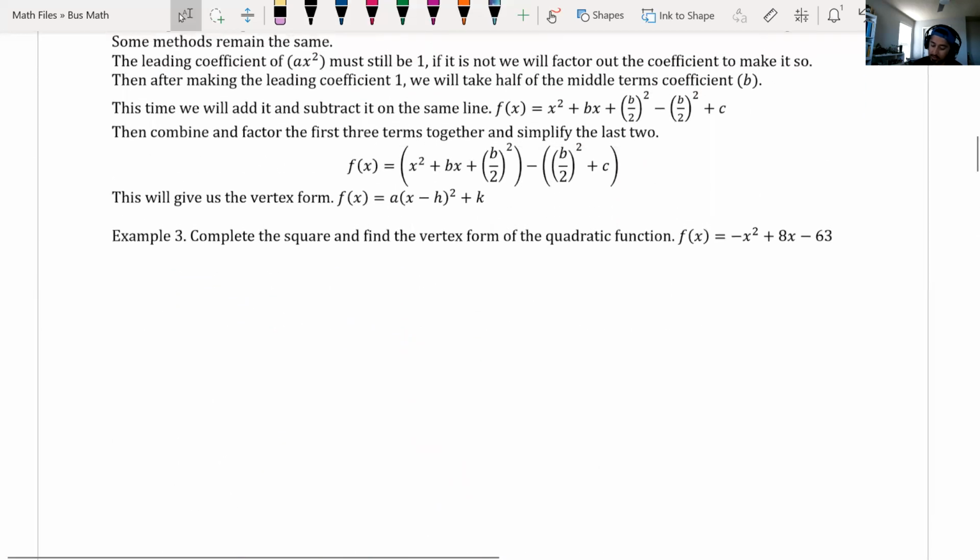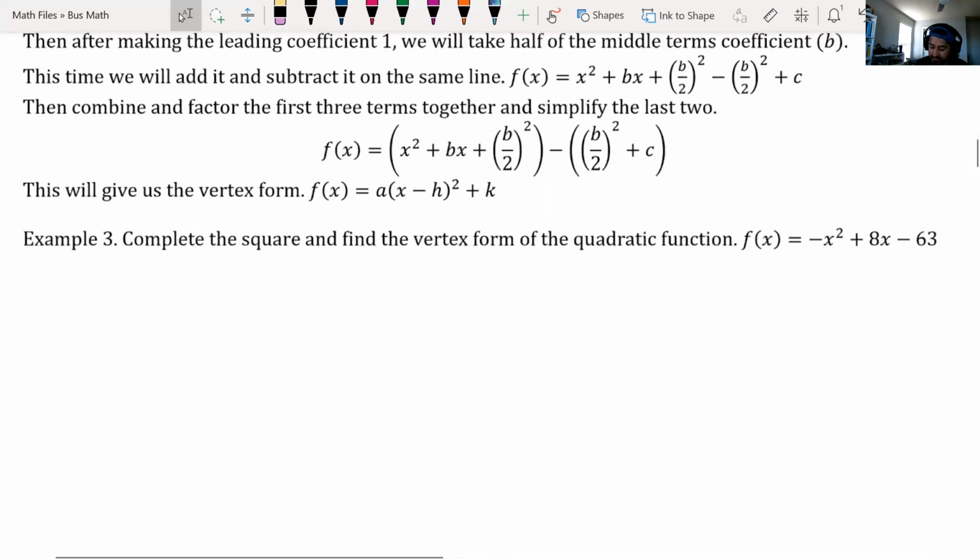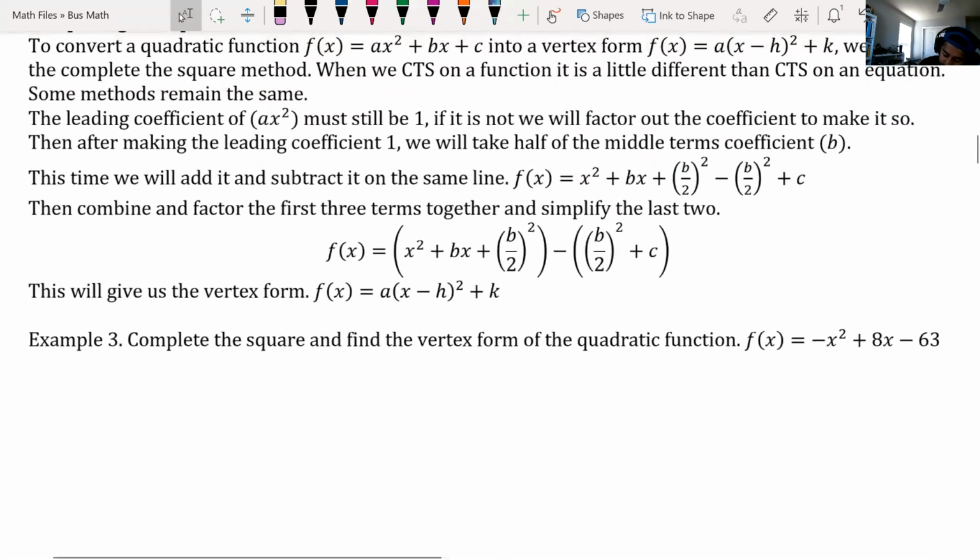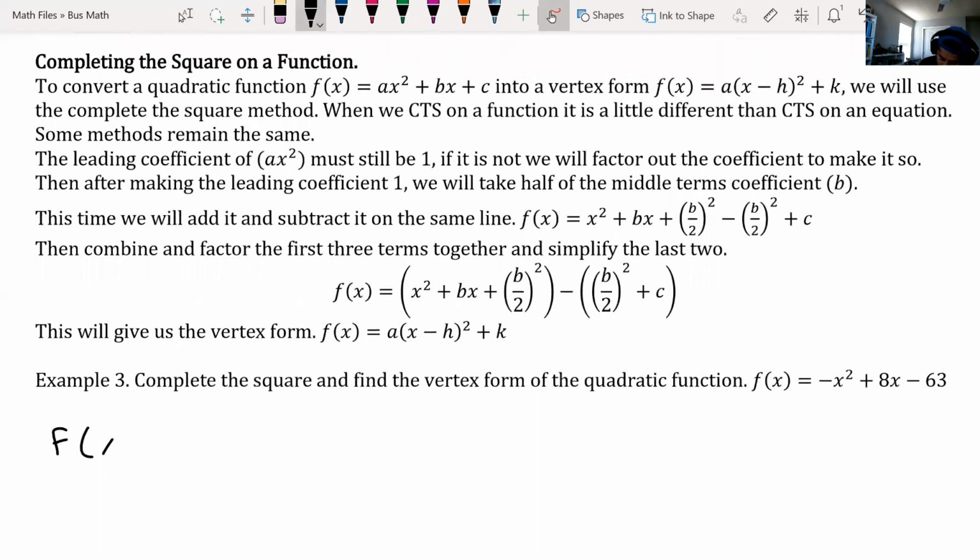Okay, now on to the tricky one. So I'll rewrite it out here. There we go. f of x equals negative x squared plus 8x minus 63.